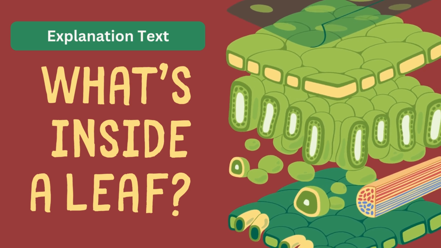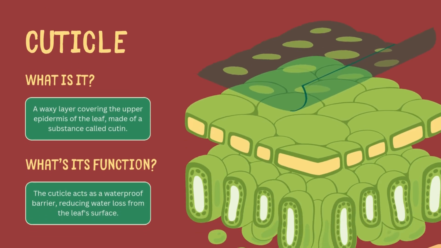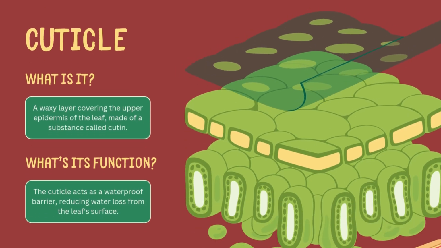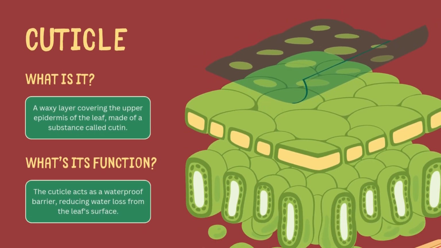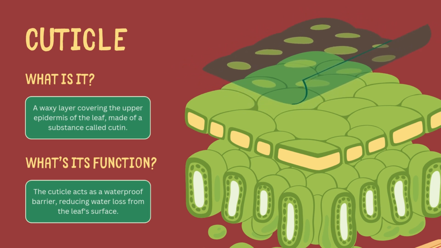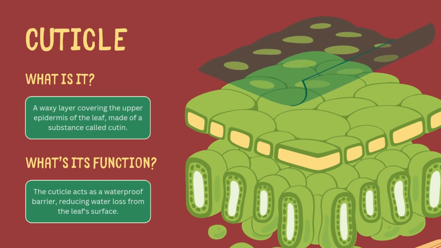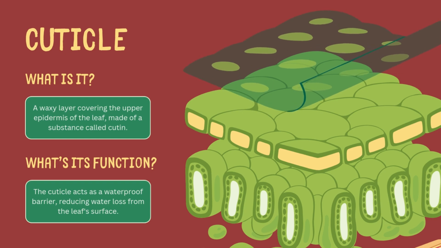In this video, you will listen to the explanation of what is inside a leaf. First, cuticle. It is a waxy layer covering the upper epidermis of the leaf, made of a substance called cutin. The cuticle acts as a waterproof barrier, reducing water loss from the leaf surface.